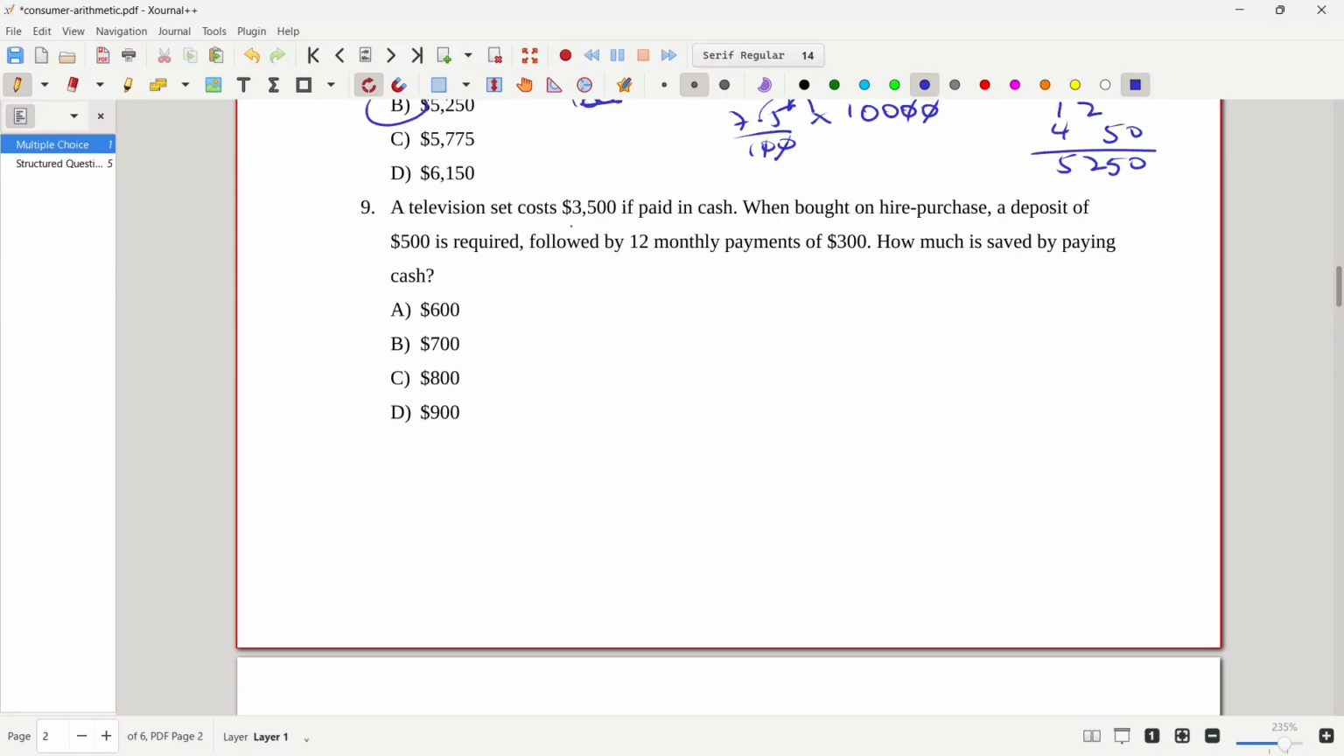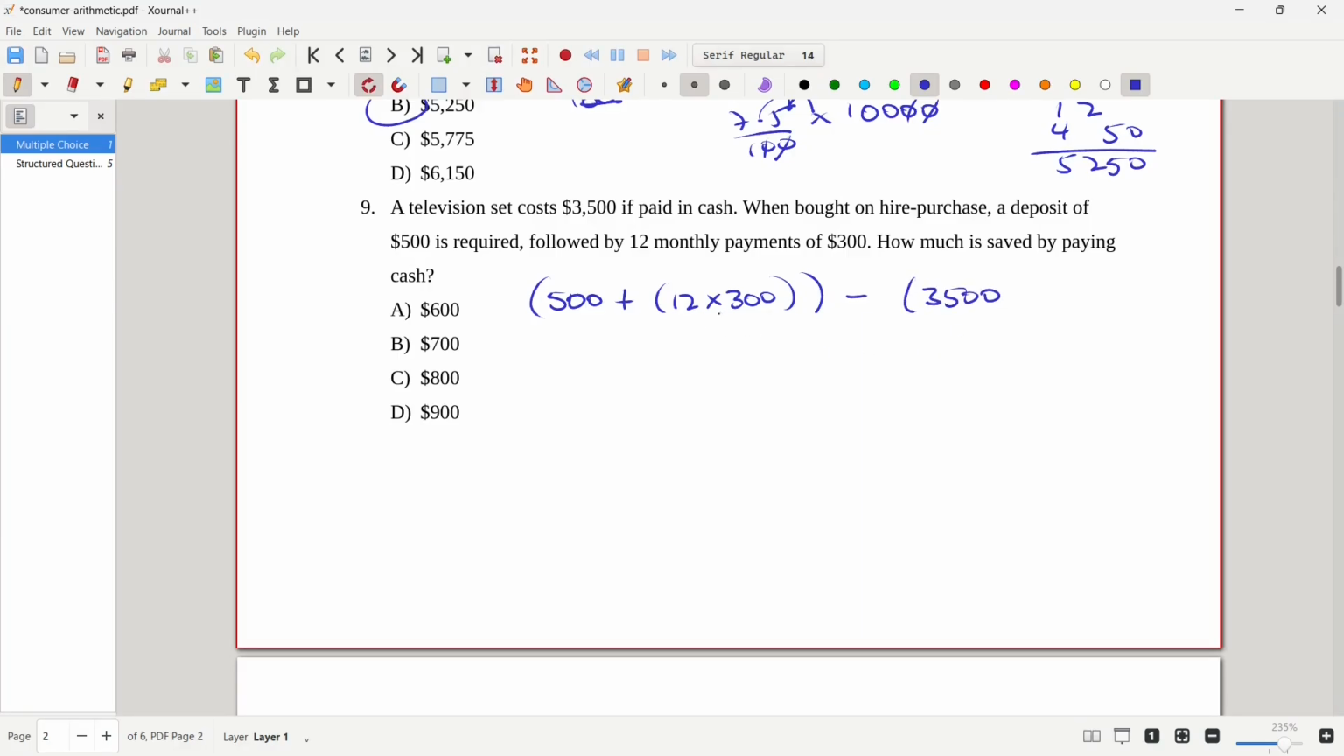A television set costs 3,500 if paid in cash. When bought on hire purchase, a deposit of 500 is required, followed by 12-month payments of 300. How much is saved by paying cash? Okay, we know that hire purchase is always going to be higher than cash. So let's figure out the hire purchase and subtract from the cash price. So the hire purchase price is the 500 plus the 12 payments of $300, and then I'm going to take that and subtract the 3,500 from it.